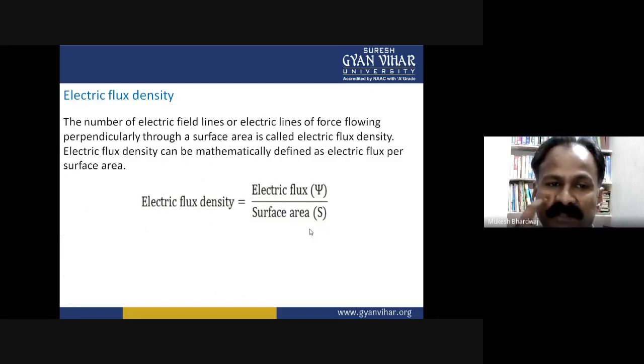Electric flux density is the number of electric field lines, or electric lines of force, flowing perpendicular through a surface area. Electric flux density can be mathematically defined as electric flux per surface area. Electric flux density is equal to electric flux psi upon surface area, perpendicular to the surface area.